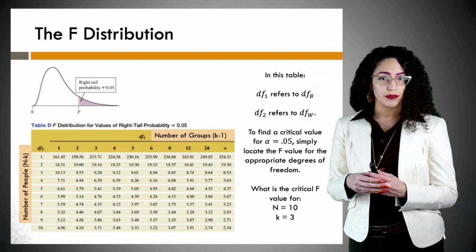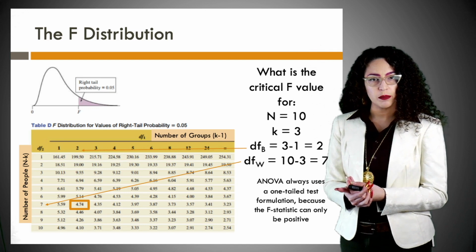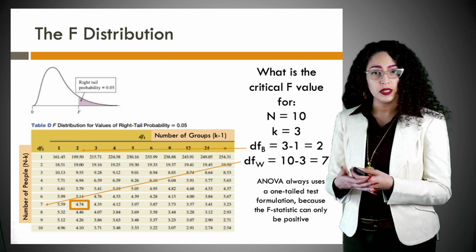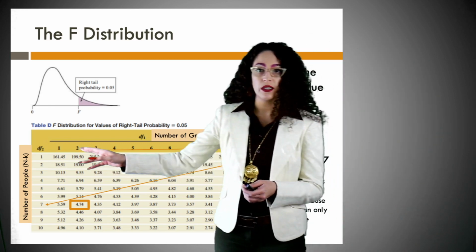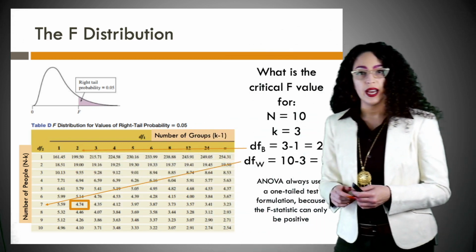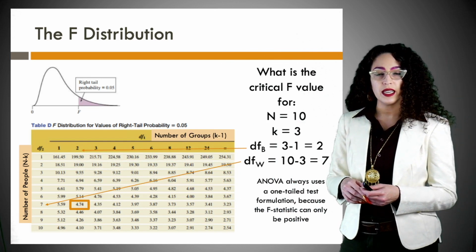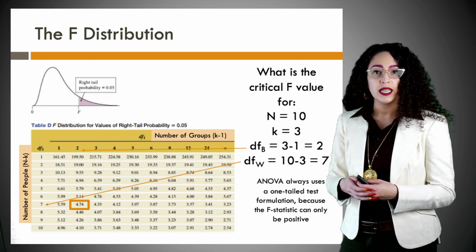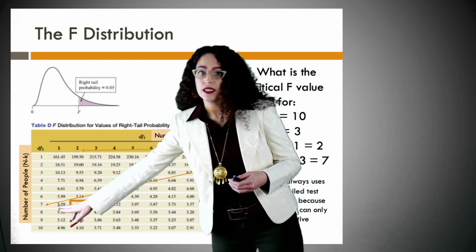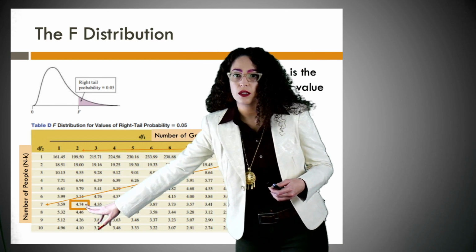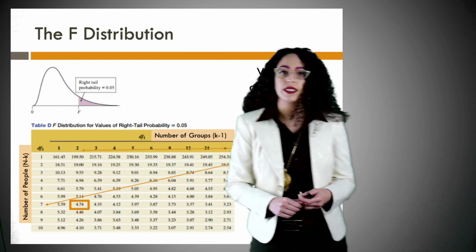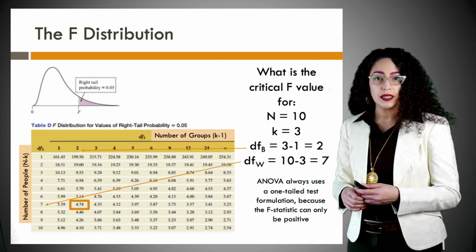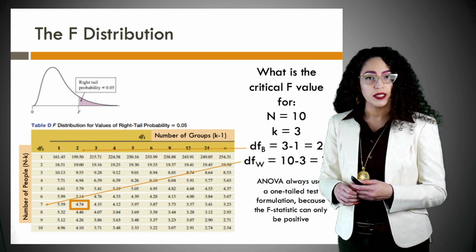Give it a go. First, let's look for our degrees of freedom between. We had 3 groups, so we're going to do k minus 1, which is 2. 3 minus 1 equals 2. So we will be looking in this column right here. We had 10 people total in the study, and we have to do n minus k, so 10 minus 3, we had 3 groups, equals 7. And we find this one right here. If we go across, the corresponding critical value is 4.74. So for degrees of freedom 2 and 7, our critical value is 4.74.